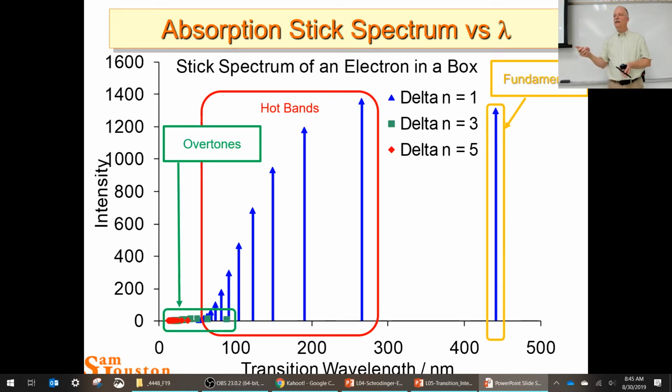Now if we flip the x-axis, we're plotting versus transition wavelength. And notice how doing something in wavelength really separates that fundamental from all of the hot bands and overtones. And so that's another reason why we like to take spectra in wavelength, because it really separates that fundamental from the rest of the pack.